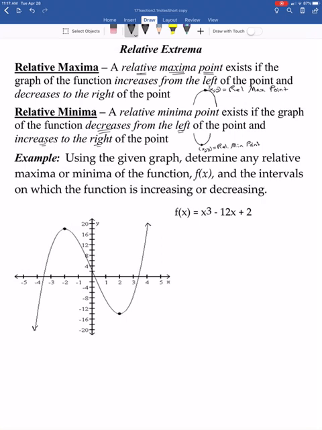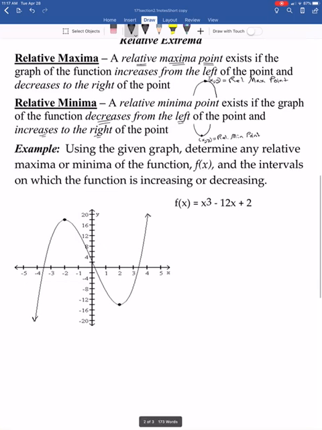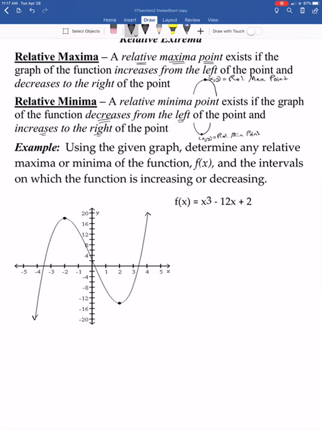So as we look down here to our next example, it says use a given graph, determine any relative maximum or minimum for the given function, and the intervals for which the function is increasing or decreasing. And we could state domain and range while we're at it. Now in this function, I've graphed y equal x cubed minus 12x plus 2. Now you can put it in your calculator and reproduce this graph. But this is a graph that has a couple of turning points in it. So as we look at this graph, there's two ordered pairs that stand out. There's 2 points at which our graph changes behavior.